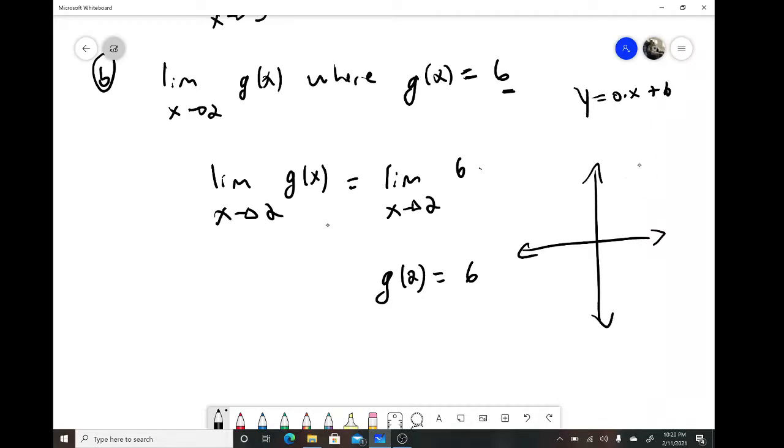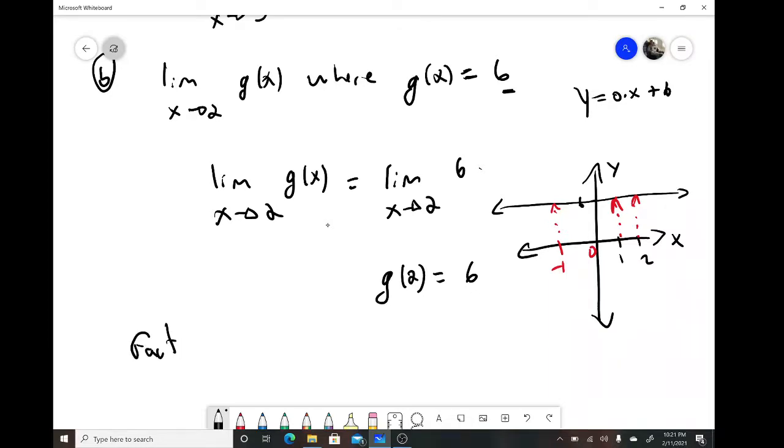If you don't believe me, simply graph it. y equals 6 is just a horizontal line at y equals 6. So it doesn't matter what value you have for x, whether it's positive, negative, or 0, you always get 6. So the limit is 6. And this is going to be the case for every constant that you have. So this is actually a fact.